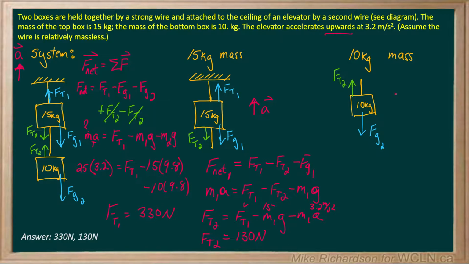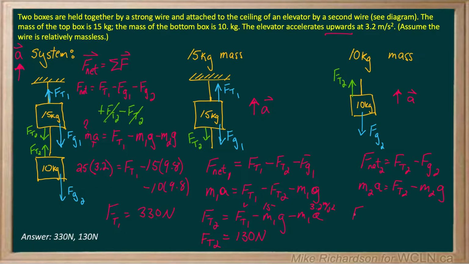Now we should get the same answer when I use the 10 kilogram mass. So if I look at the 10 kilogram mass, once again, it's all connected, so it's accelerating upwards. Ft2 is positive and Fg2 is negative. So much simpler equation when you do the equation of motion for this one. F net is simply Ft2 minus Fg2. And this would be F net 2, just the 10 kilogram mass. So F net is Ma, mass 2 times A. We're looking for Ft2, and Fg is mass 2 times 9.8.